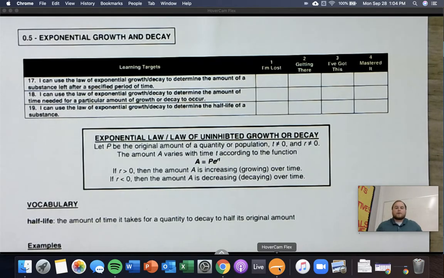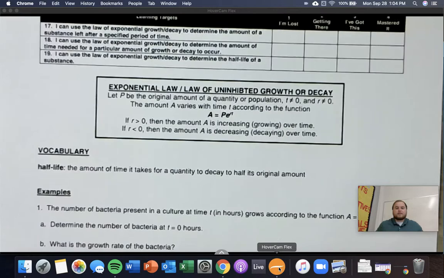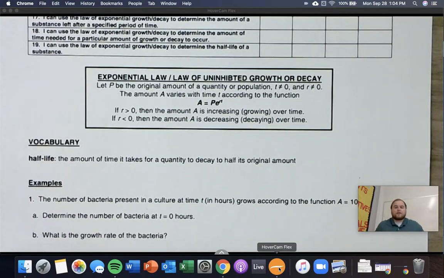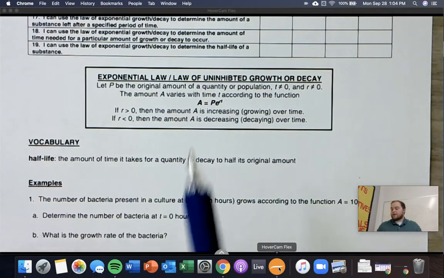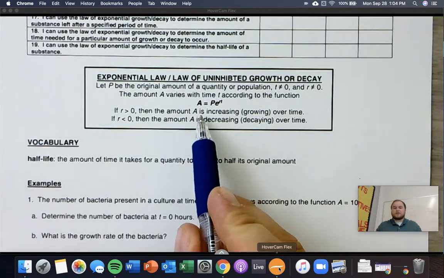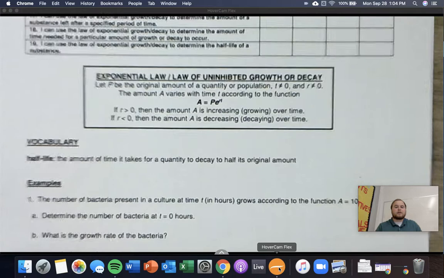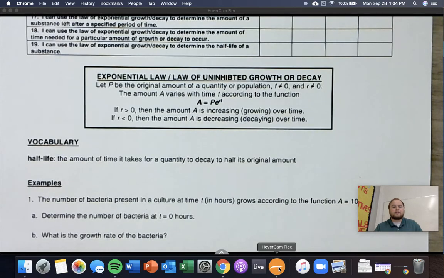Today we're going into our next topic, and it's all going to be about exponential growth and decay. When we're talking about exponential growth and decay, we're using the exponential law and the law of uninhibited growth or decay. What that means is we're talking about populations, and that could be people, bacteria, any number of things. When we talk about it, we're going to be using this equation: A equals P times e raised to the rt.